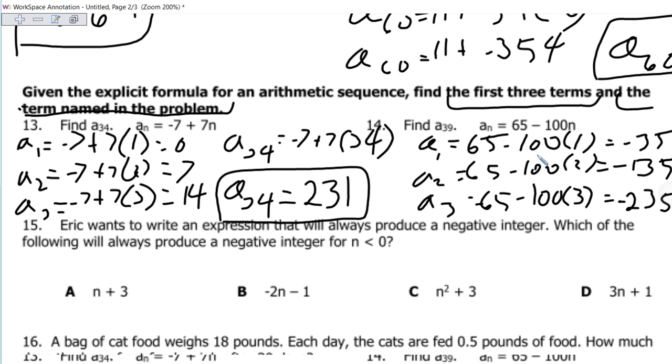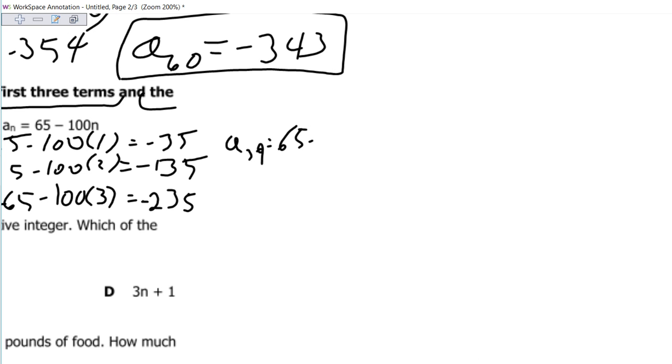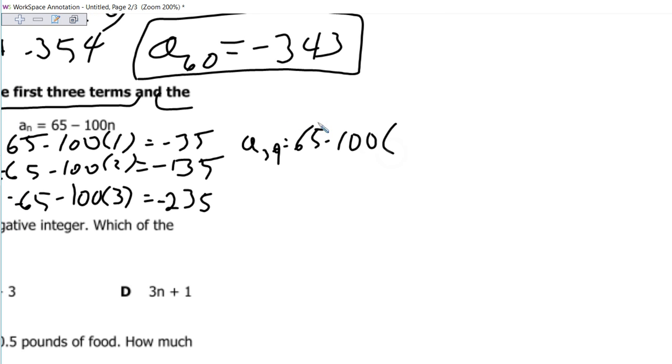Alright, now A sub 39 equals 65 minus 100 times 39. After you crunch the numbers on that, you will find that A sub 39 winds up equaling negative 3,835. And there you have it.